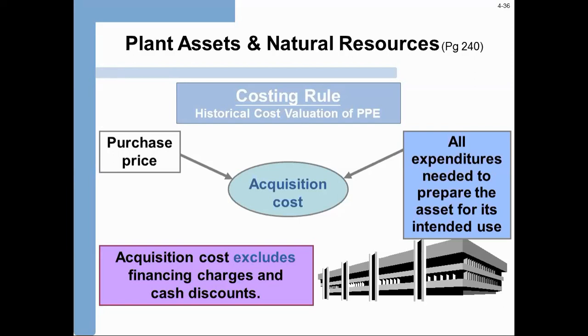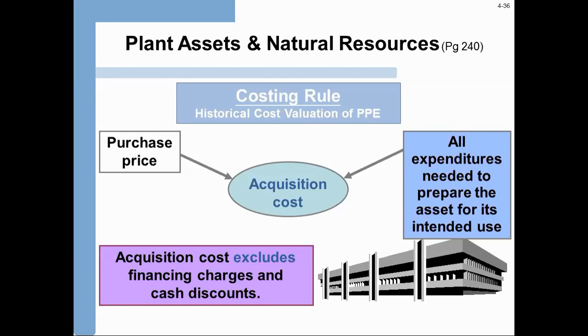For example, if we are buying any asset, we need to pay the delivery charges and the installation charges. So when we purchase the asset, the cost is the purchase price, plus the delivery charges, plus the installation charges, plus any other charges which we incur to make the asset ready for use. This is the total cost of the asset, and this cost we usually record in the balance sheet.